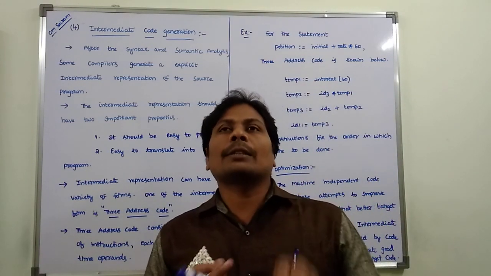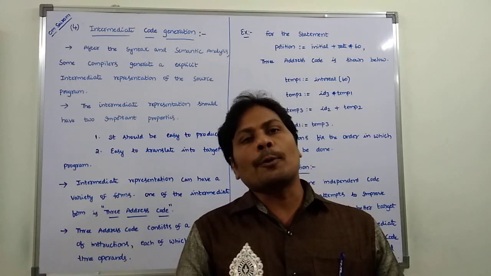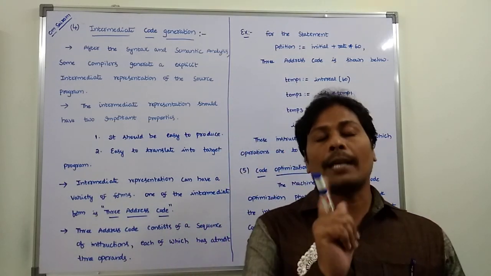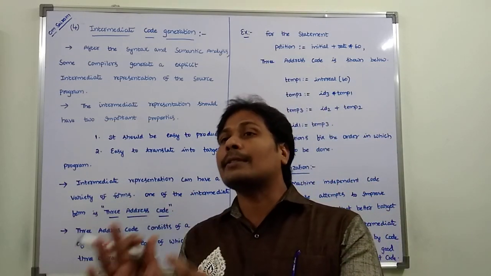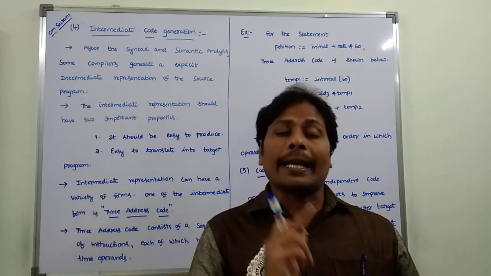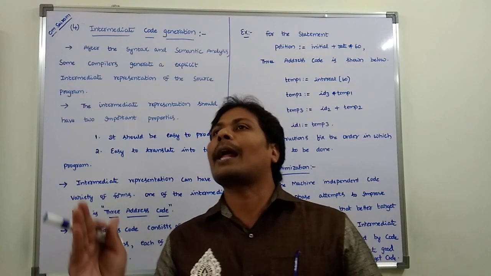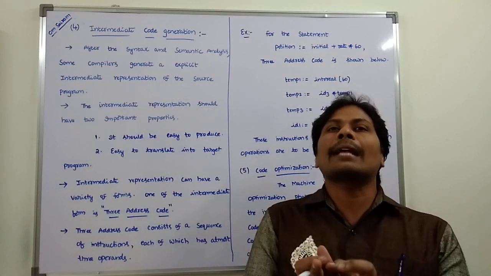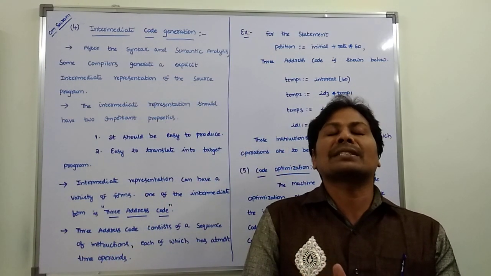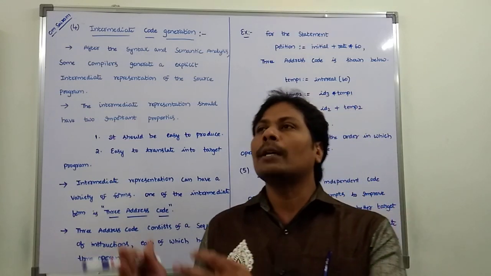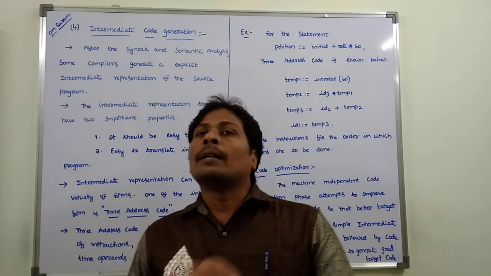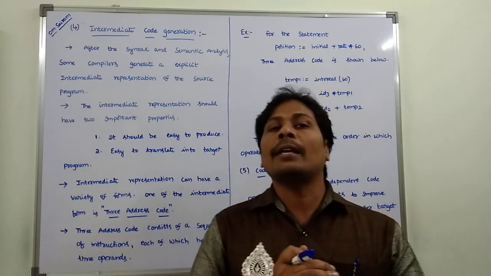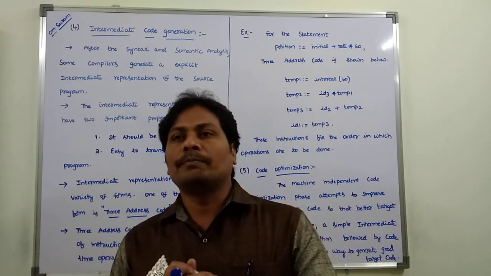The intermediate code representation of the source program has two important properties. First, it is very easy to understand. Second, it is easy to translate into the target program. We can easily translate the intermediate representation of the source program into the target program.